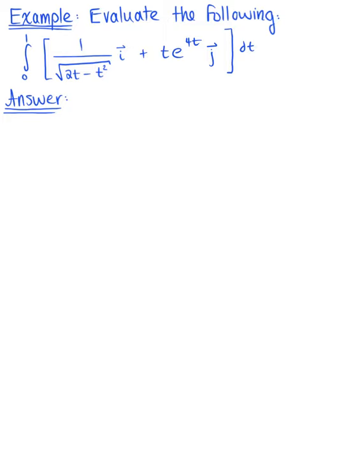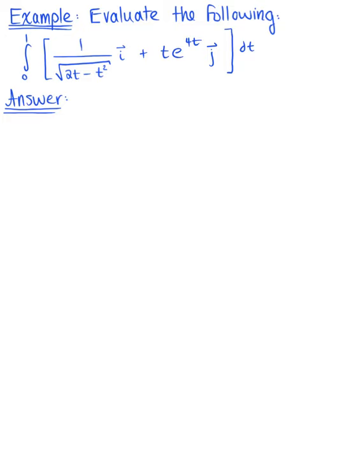Evaluate the following definite integral. So we have the integral from 0 to 1 of 1 by the square root of 2t minus t squared i hat plus t times the natural exponential raised to the 4t j hat.